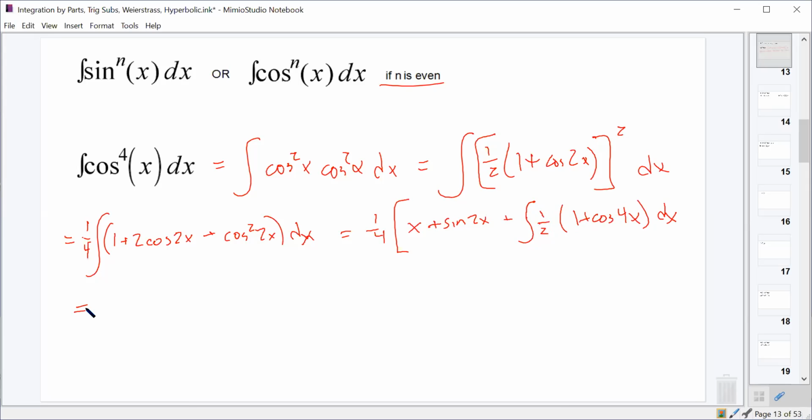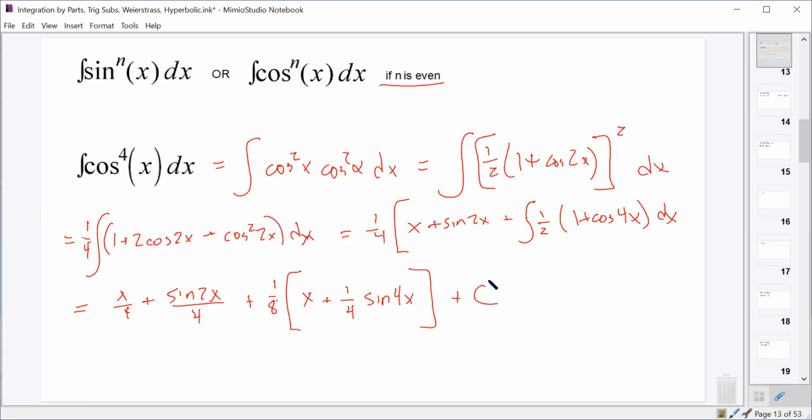Good. Okay. If we distribute the 1/4 through everything, this is going to give us x over 4 plus sine 2x over 4, and then plus 1/8, right? 1/4 times our 1/2 should be a 1/8. And what's the integral of 1 plus cosine 4x? That should be x. And then the integral of cosine 4x ought to be what? 1/4 sine 4x. And we got some constant attached out here at the end of all of this.